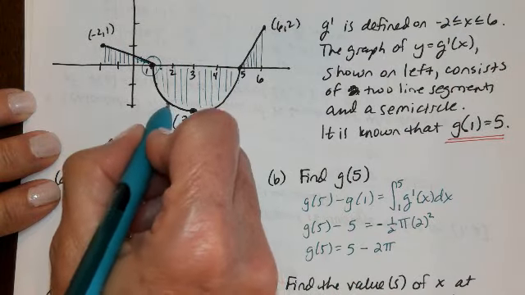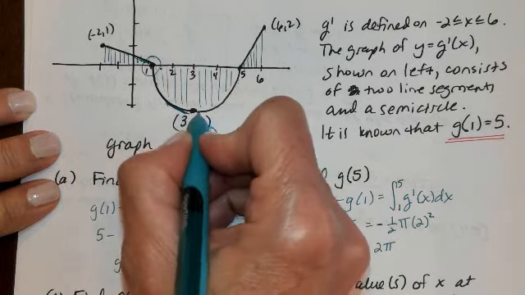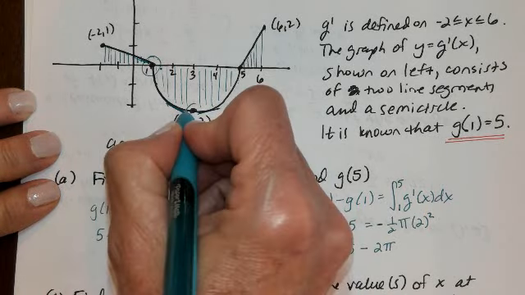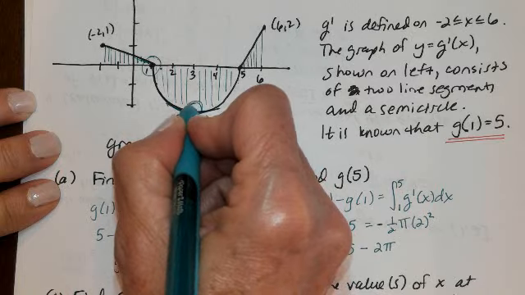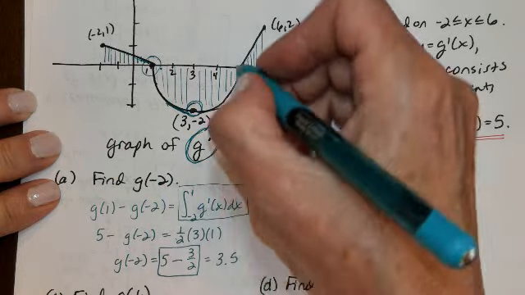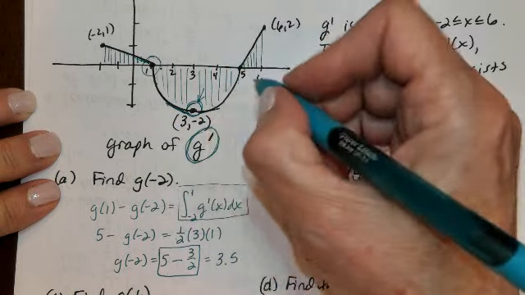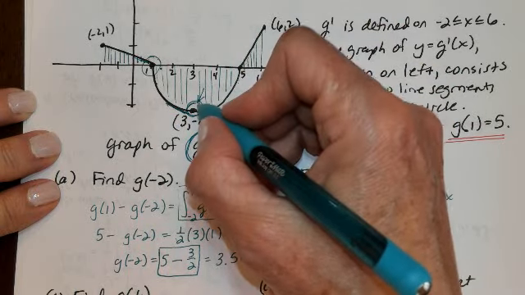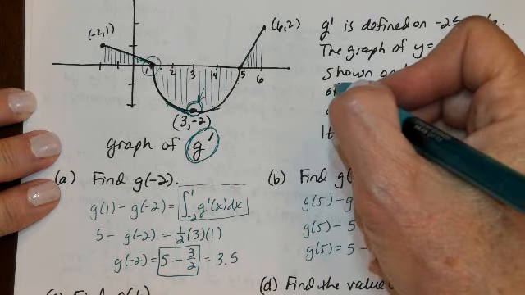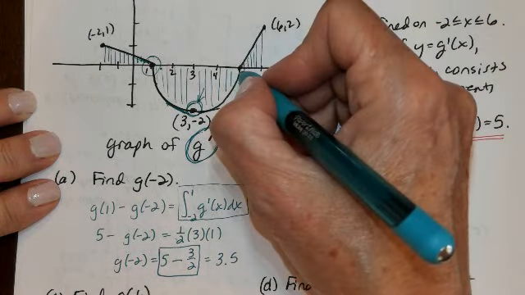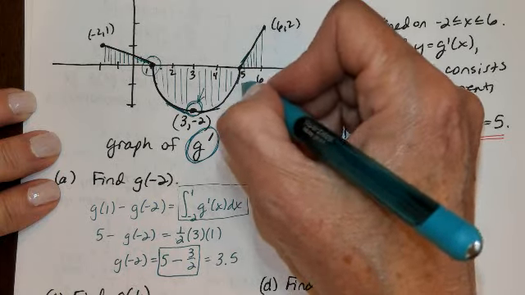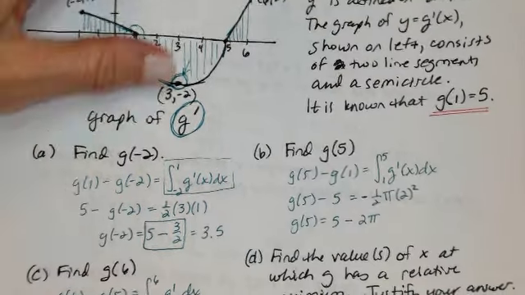What about the slope right here? Here the slope is negative. Here the slope is positive. So right here, the slope changes signs. So this x value will be a point of inflection for the graph of G. Here the slope is positive, here the slope is positive. So x equals 5 is not a point of inflection of the graph of G.